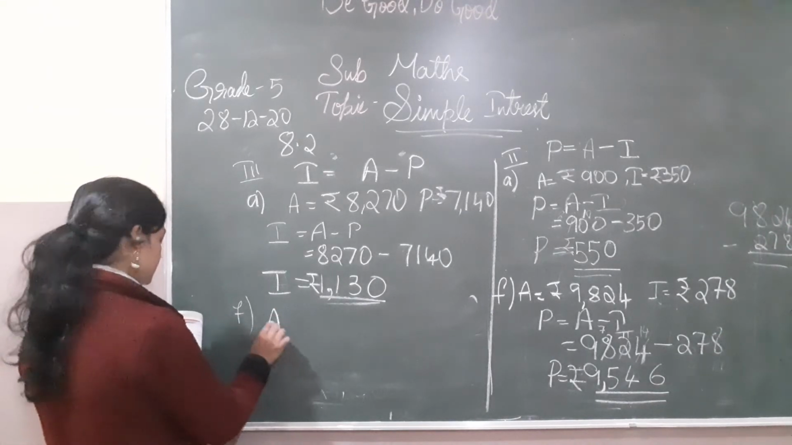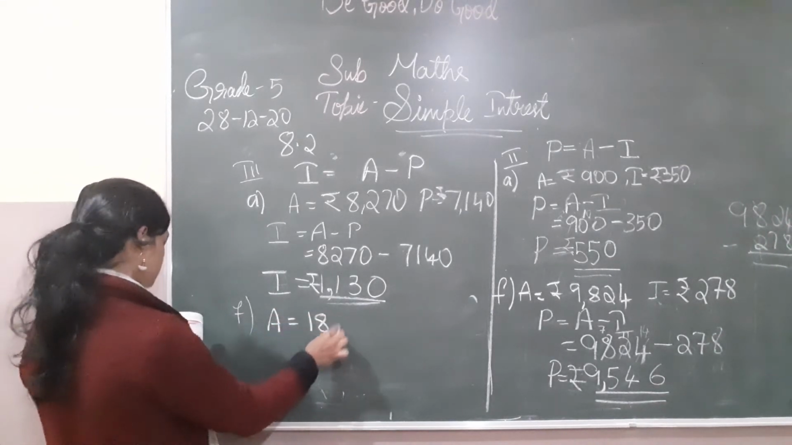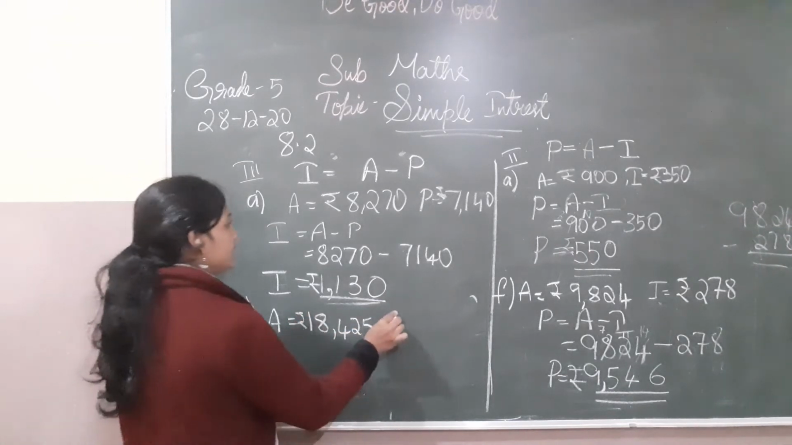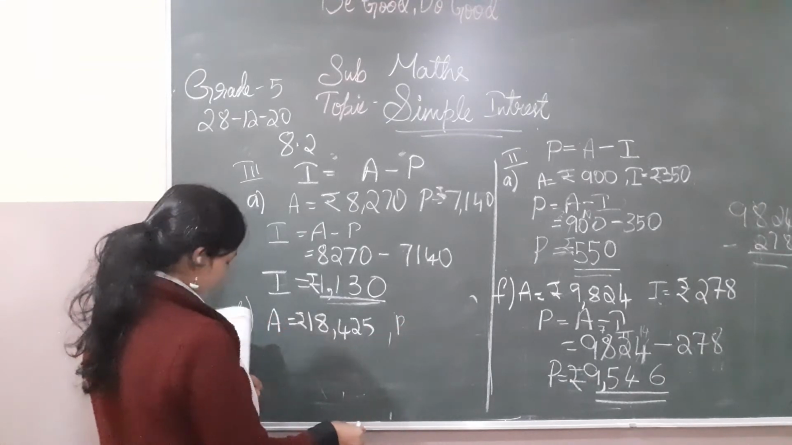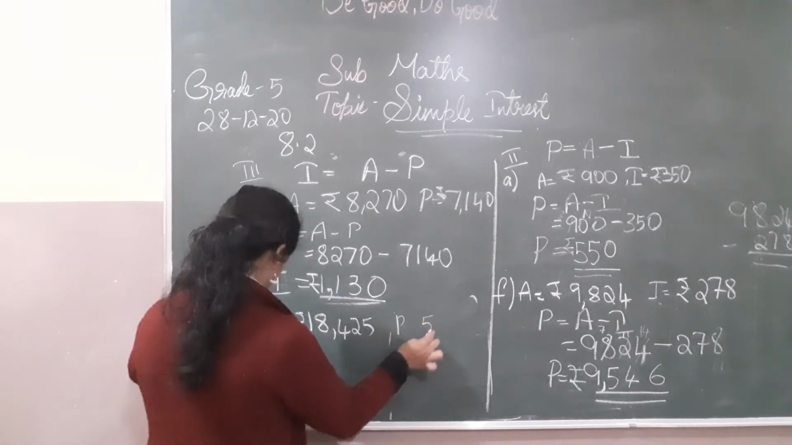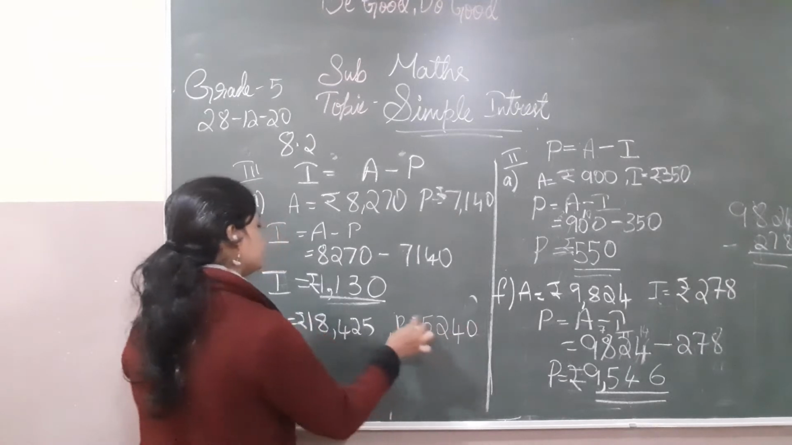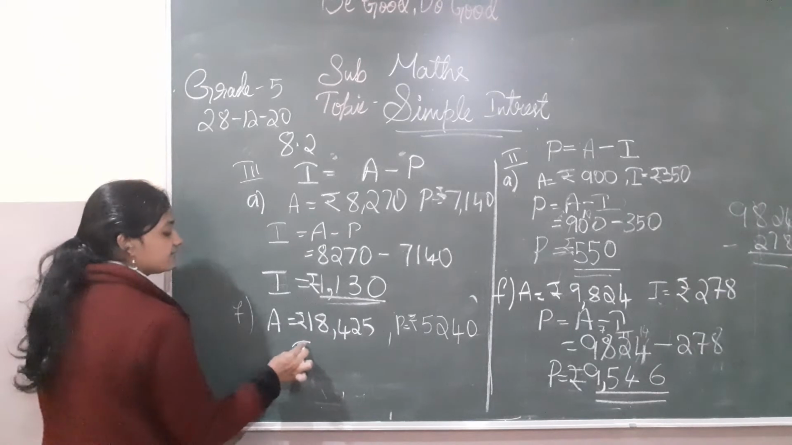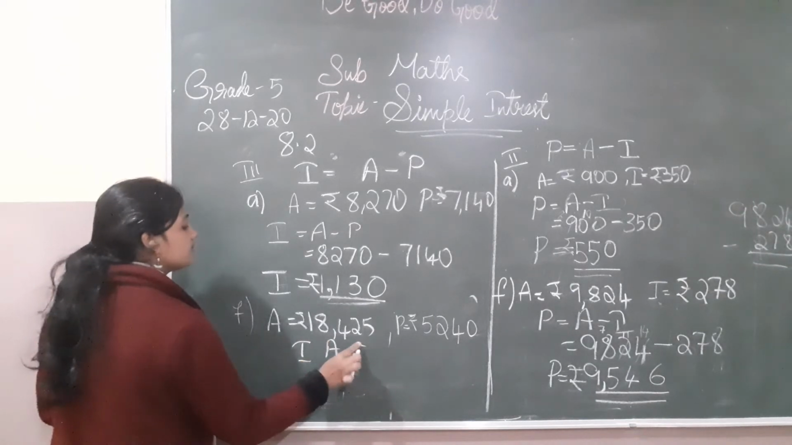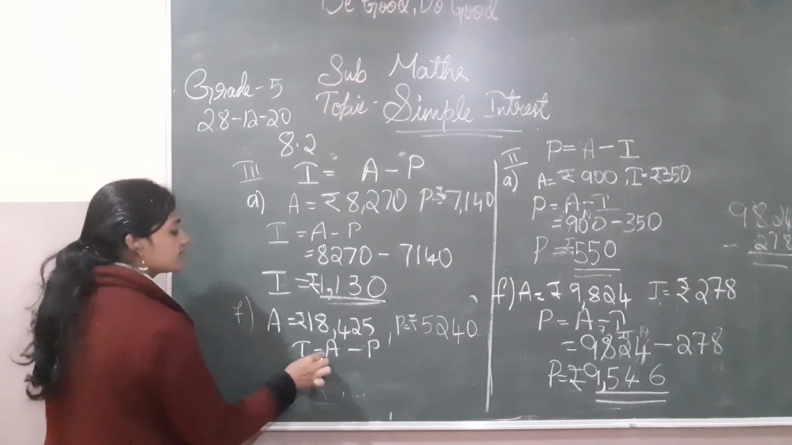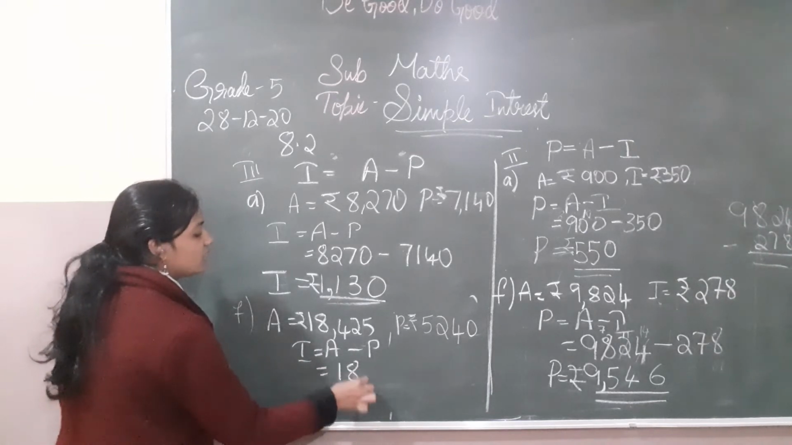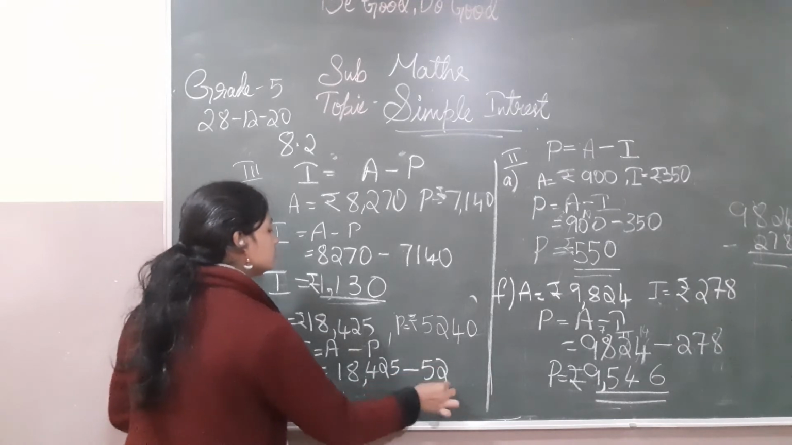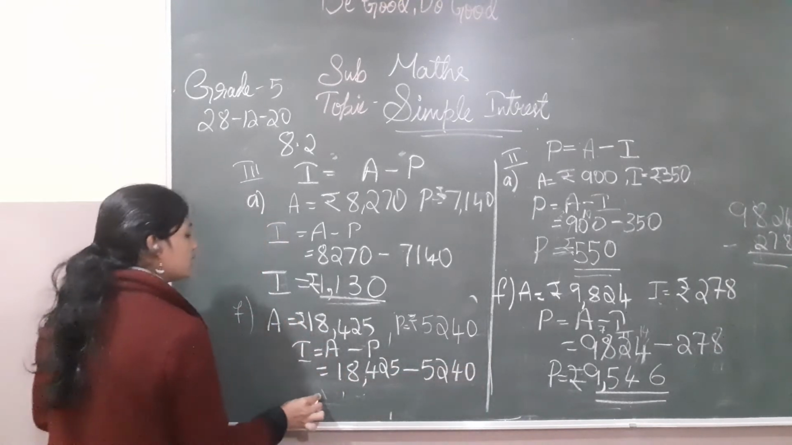So amount is given as 18,425 rupees and principal is given as 5,240 rupees. Now find the interest. Amount minus principal. That is 18,425 minus 5,240.